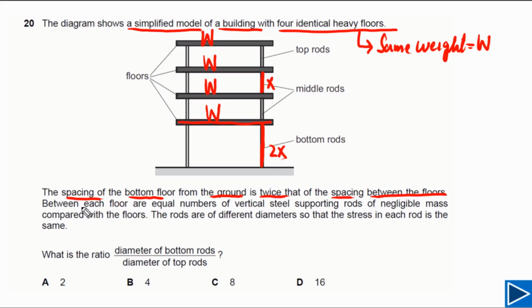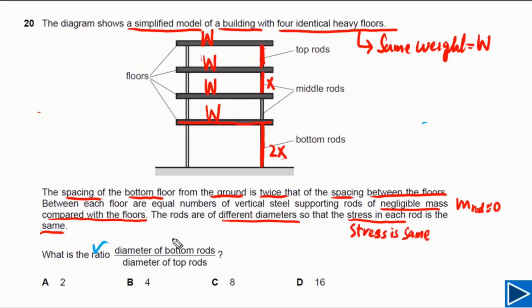Next, it is given to us that between each floor are equal numbers of vertical steel supporting rods of negligible mass as compared with the floors. It means the mass of the rods we can consider is negligible, or very small as compared with the mass of each floor. Next, the rods are of different diameters, but stress in each rod is the same. Very important point. I will write down here, stress in each rod is the same.